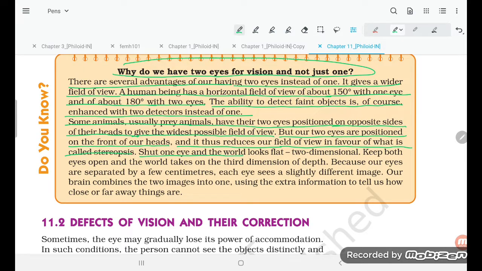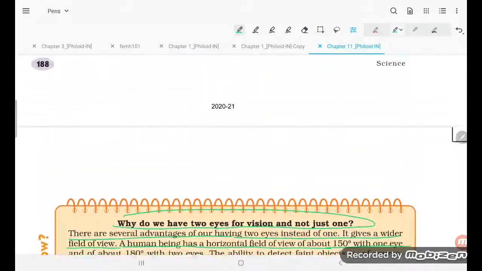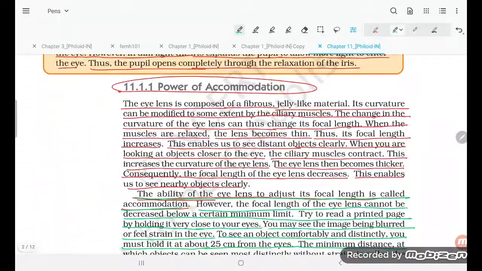Shut one eye and the world looks flat, two-dimensional. Keep both eyes open and the world takes on the third dimension of depth. Because our eyes are separated by a few centimeters, each eye sees a slightly different image. Our brain combines the two images into one, using the extra information to tell us how close or far away things are. Okay, so this is all about the power of accommodation.